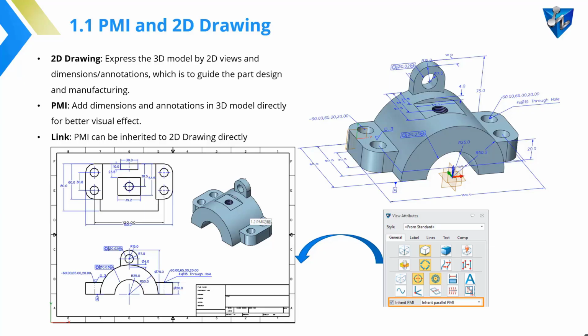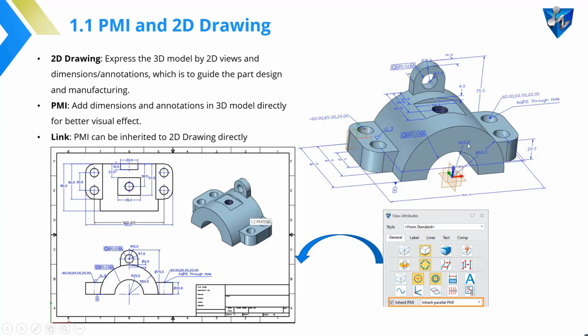2D drawing is using the 2D views and dimensions annotations to express the 3D model, while the PMI is to add dimensions and annotations in 3D model directly for better visual effect. But there's still some link. The PMI information can be inherited to 2D drawing directly.